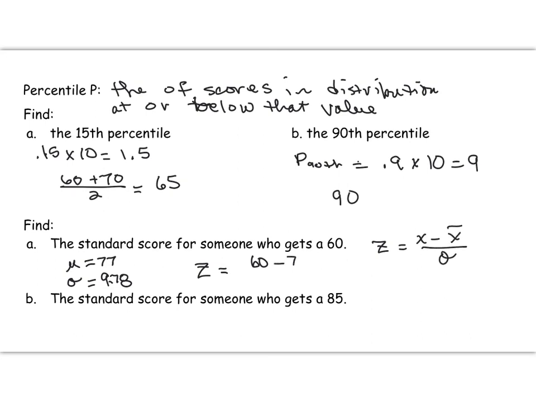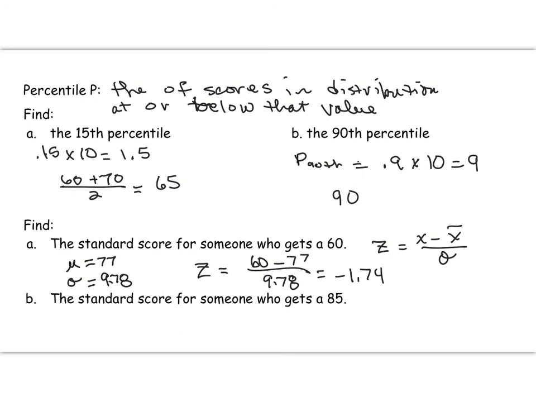So 60 minus 77 divided by 9.78 gives me a standard score of negative 1.74. That means that 60 is 1.74 standard deviations below the mean.